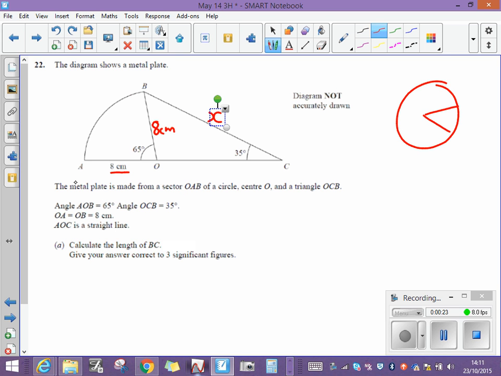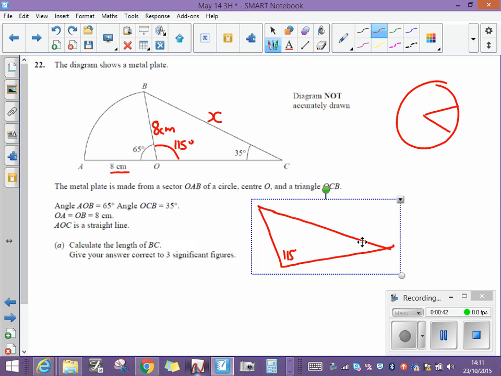You're also told that AOC is a straight line, so I can see that if that one there is 65, then this length here must be 180 take away 65, which is 115 degrees. So here now, in order to find BC, I have got a triangle in which I know that I've got 115 degrees there, I've got 35 degrees there, and I've got 8 centimetres there, and my job is to find X. Well, I can see that because I know the 8 and the 35, I'm going to use the sine rule.